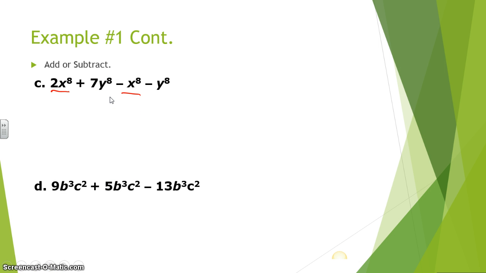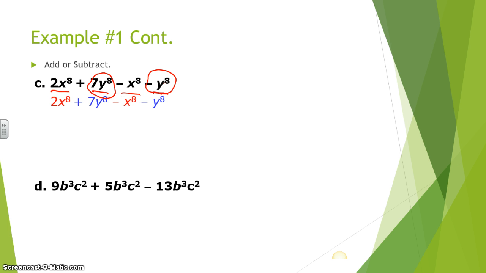Where I left off though is I was explaining that you have all exponents of 8, but you have different variables. So you have x to the 8th, but then you also have y to the 8th. So your like terms here are going to be 2x to the 8th, negative x to the 8th, and then your other set of like terms are going to be 7y to the 8th, negative y to the 8th.